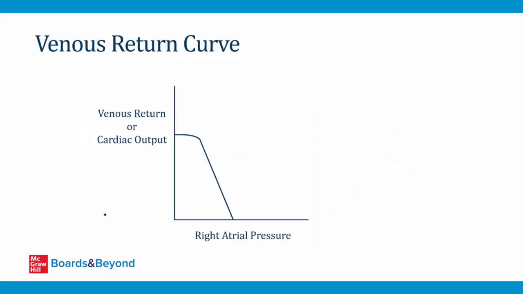So now let's shift gears and talk about a different but related curve to the Frank-Starling curve, and that's the venous return curve, which is shown on this slide here. So the venous return curve shows the relationship between right atrial pressure and venous return to the heart. And in steady state conditions, venous return must equal cardiac output. So that means that this graph is also showing the relationship between right atrial pressure and cardiac output. And so what it's showing is that as right atrial pressure goes up, we get a lower venous return. And let's try to see if we can think through why that is the case.